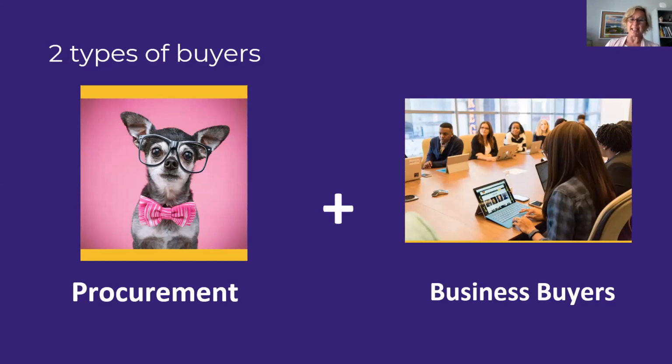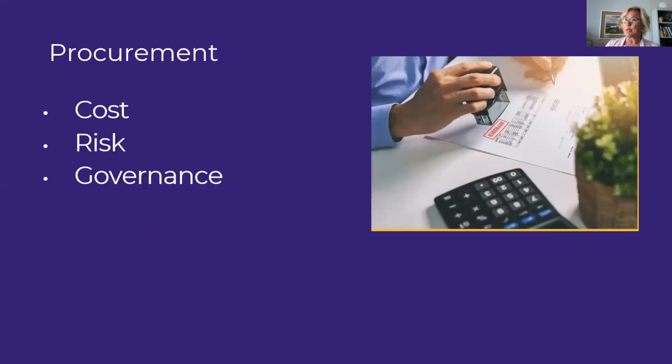There's procurement, and then there's business buyers, just to make it simple. And in every big company, they might not call themselves procurement. Usually they do, purchasing, whatever. They are an emerging animal.